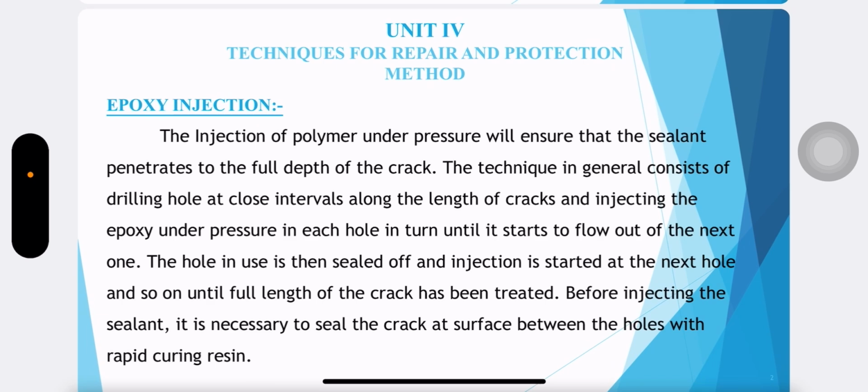The technique in general consists of drilling holes at close intervals along the length of the cracks and injecting the epoxy under pressure into each hole in turn until it starts to flow out of the next one. This hole is then sealed off. Injection is started at the next hole, and so on, until the full length of the crack has been treated.